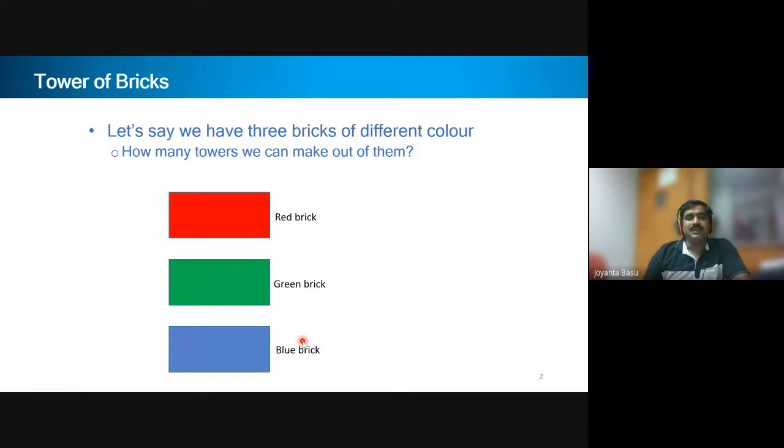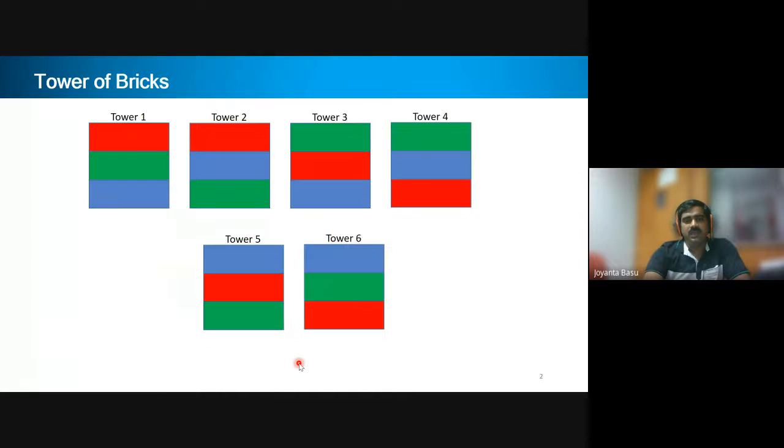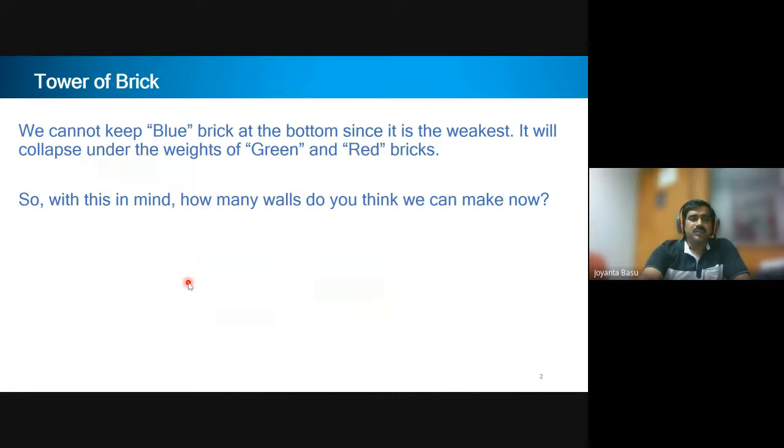It's a bricks example. So like I have the red brick, green brick, and blue brick. Okay, so how many towers we can make? These are the towers: one, red, green, blue; red, blue, green; green, red, blue. So this way we can prepare the six towers. Okay, so there is no condition now. There is one condition I have given.